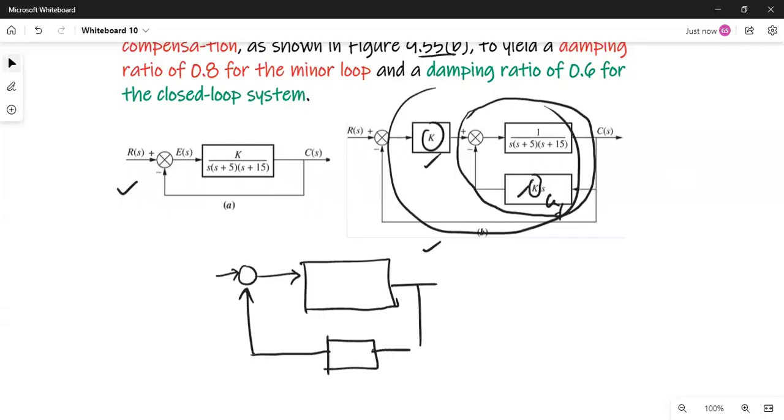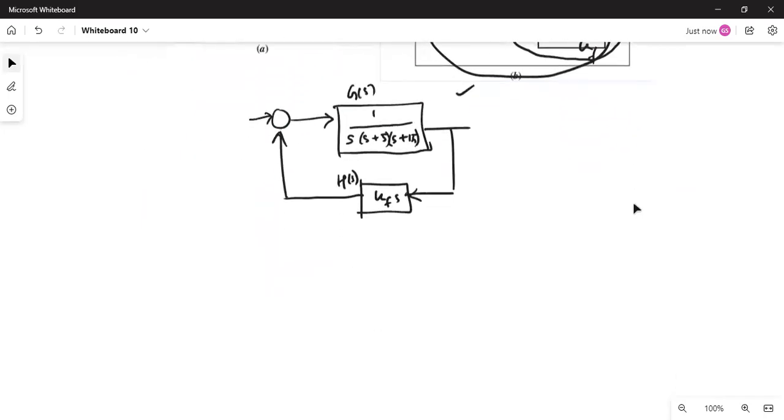So G of S is 1 by (s plus 5)(s plus 15), and H of S is KF s. Now this is your G of S and this is your H of S. So your loop gain, G of S H of S, based on which we plot the root locus, is what we call the minor loop.